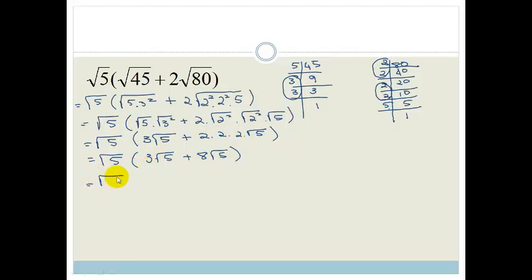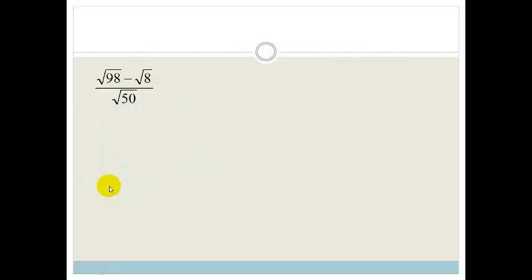So what do we have? We have root 5 times 8 times root 5. And root 5 times root 5 is just 5. So 5 times 8 is 40. Okay, so grade 11s, you can see that if you just take baby steps, something that can look really weird can actually be very easy.